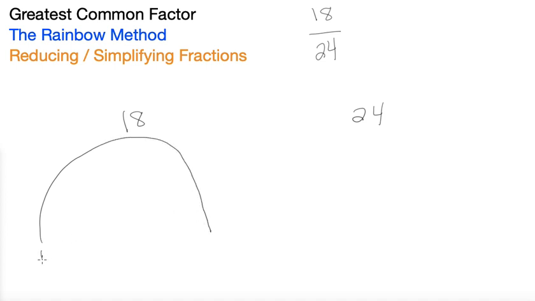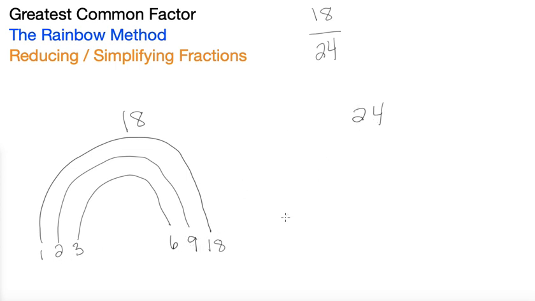We always start with 1 times the number itself because it always equals that number. For example, 1 times 18 equals 18. So then I have to create more rows within my rainbow. Does 2 times something equal 18? Yes. 2 times 9 equals 18. Does 3 times something equal 18? Sure does. 3 times 6 equals 18. Does 4 times something equal 18? No. Does 5? No. And we've already covered 6, so we've evaluated all the factors of 18.